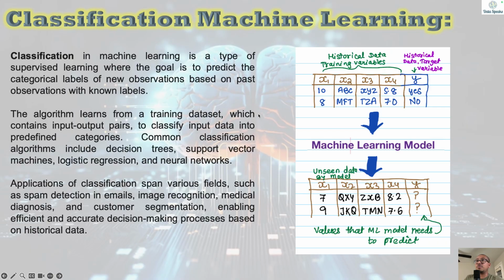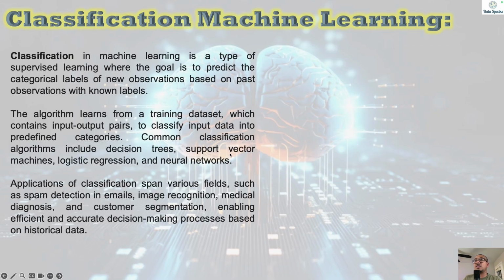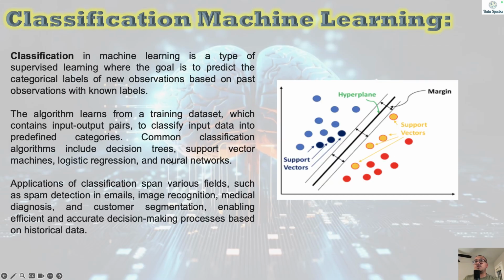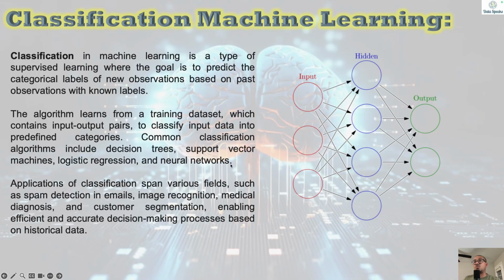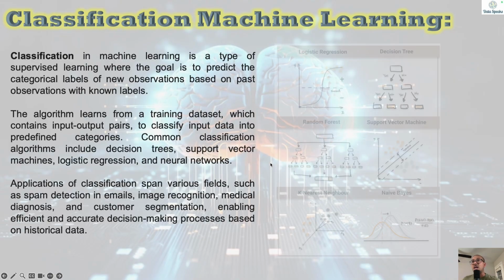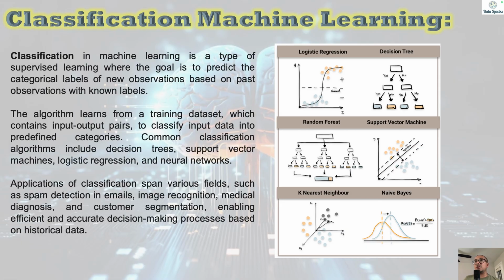The algorithm learns from the training data set. Of course, the training data is the information that supports the prediction of the target values, which contains the input data and the output, the target classes that we want to predict, to classify the input data into predefined categories, right? Common classification algorithms include decision trees, support vector machine, logistic regression, neural networks, k-means clustering, etc. And we will dive deeper into those machine learning models in detail.